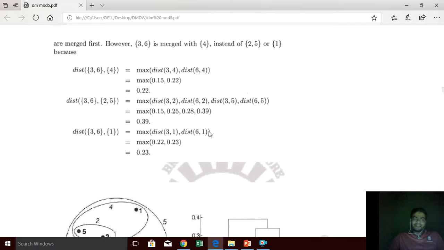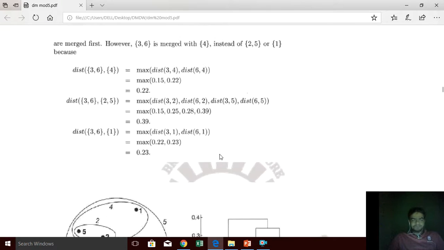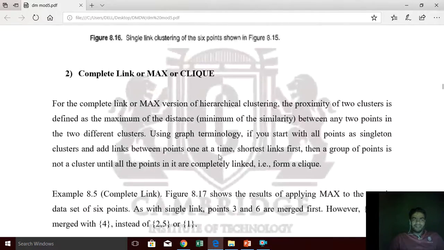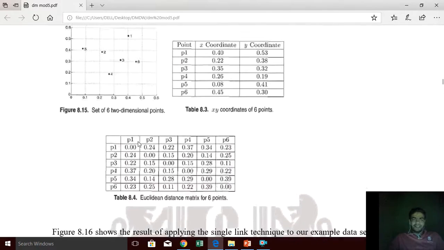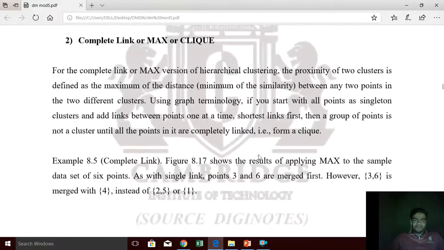0.22. So for that reason 3,6 is merged with 4. And cluster 2 will have again 0.2 and 0.5, based on whatever table we have built here; based on that the merging is being done.